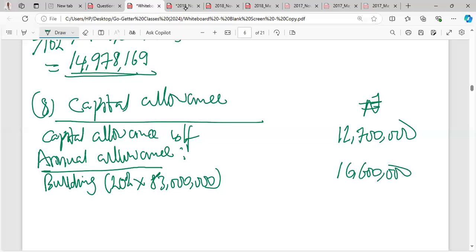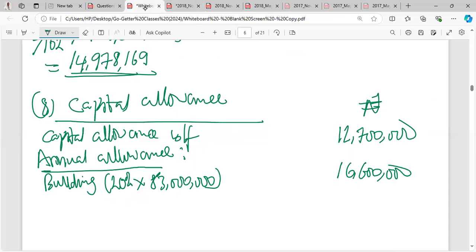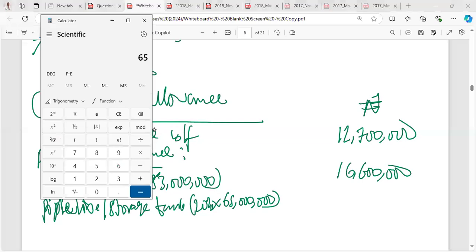The next one will be pipeline and storage tank, 65 million. Pipeline and storage tank, 20% of 65 million. So 65 million times 20%. That's 13 million.